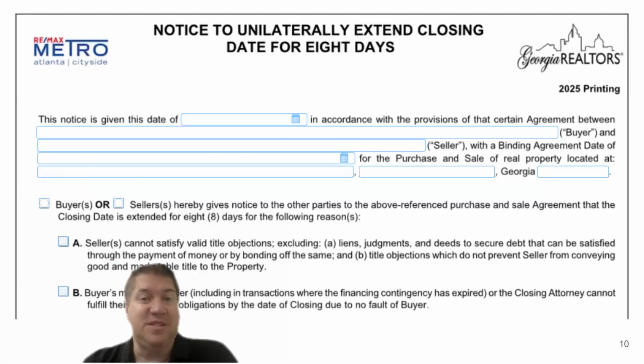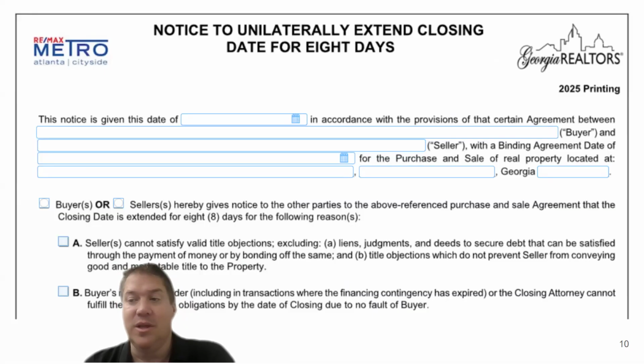Now let's get into some specific notices, because just like all GAR contracts, there are some special use cases. This one is the notice to unilaterally extend closing date for 8 days. I don't have to ask. More than likely, most of you have used this one or had this one used in a transaction at least once. It does get used a lot. And what I love about it, it is very, very simple. Here's the information on the contract and the dates. It's either the buyers or the sellers giving notice, can be either.